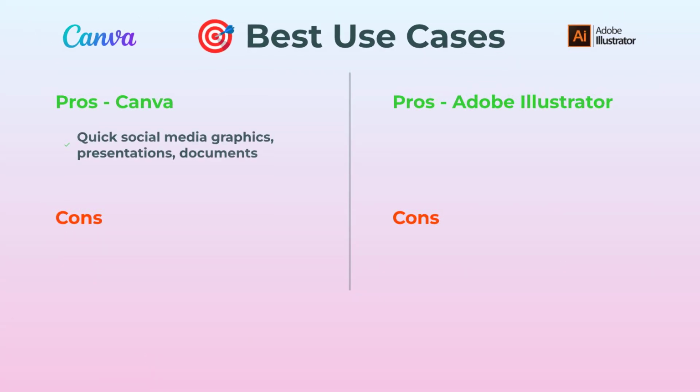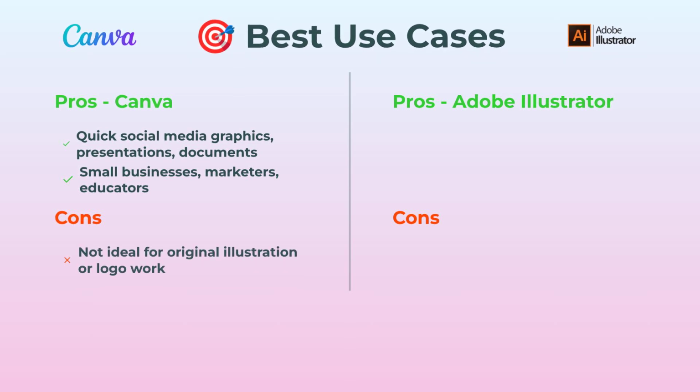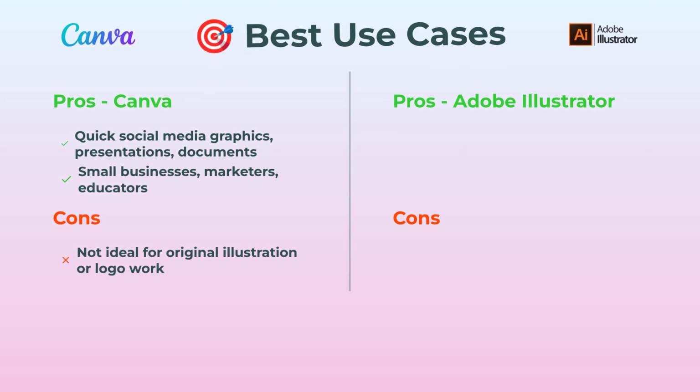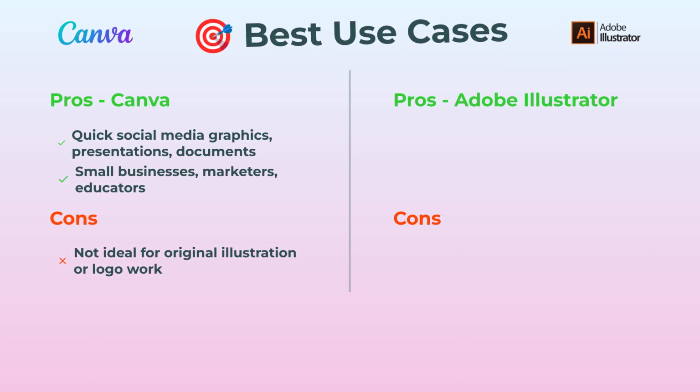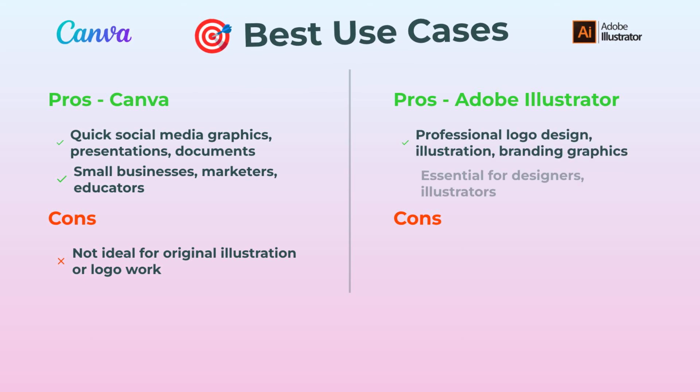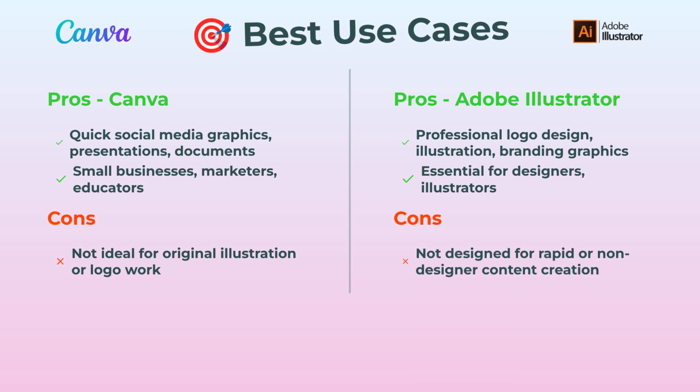All right, best use cases. Canva is basically your bestie for quick social posts, presentations, documents. Small business owners, marketers, teachers, this is tailor-made for you. But if you want to create a logo from scratch or do detailed illustration work, that's where Canva kind of falls flat. Enter Illustrator. That's the go-to for professional branding, complex illustration, creating graphics that need to look perfect at any size, anytime.